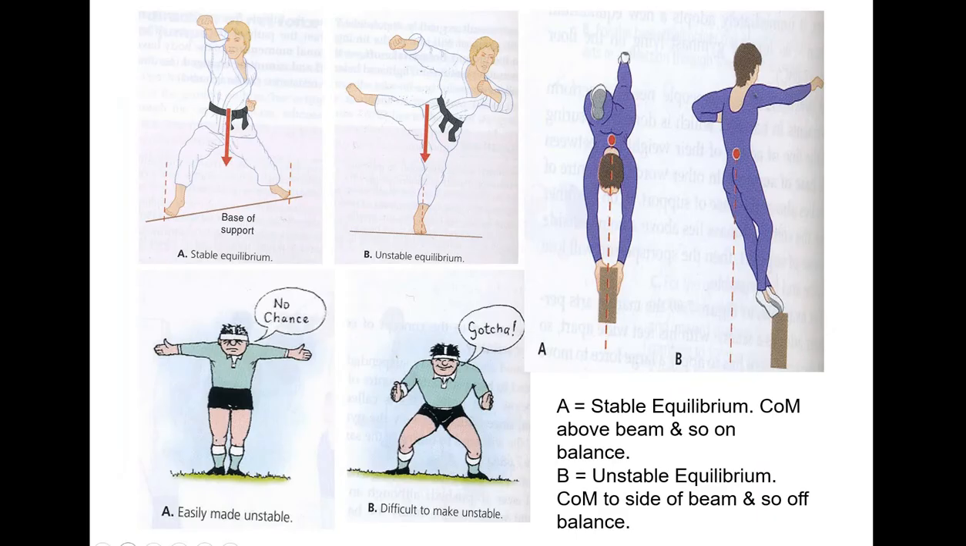So here are some images. So we have someone performing martial arts. You can see here that their base of support is really wide, and their line of gravity is straight, directly over the middle of the base of support. This is a really stable body position. Now here we can see that their line of gravity is still over their base of support, but the base of support has reduced dramatically, and therefore this is a much more unstable body position.